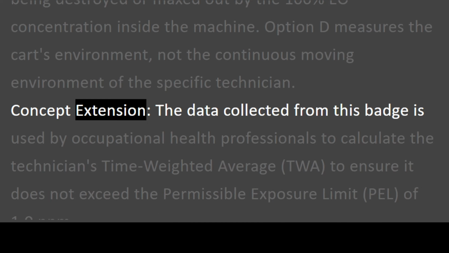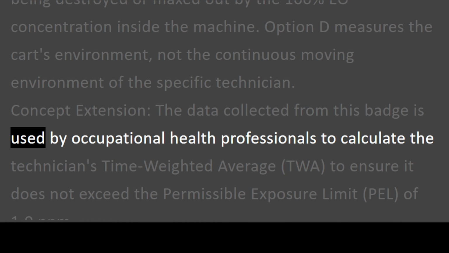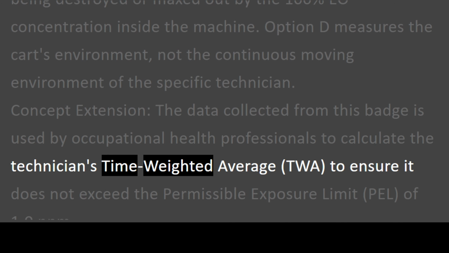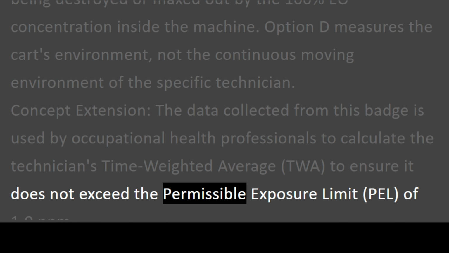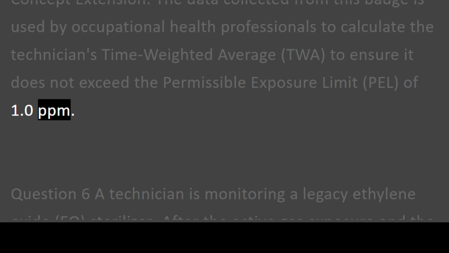Concept extension. The data collected from this badge is used by occupational health professionals to calculate the technician's time-weighted average, TWA, to ensure it does not exceed the permissible exposure limit, PEL, of 1.0 ppm.